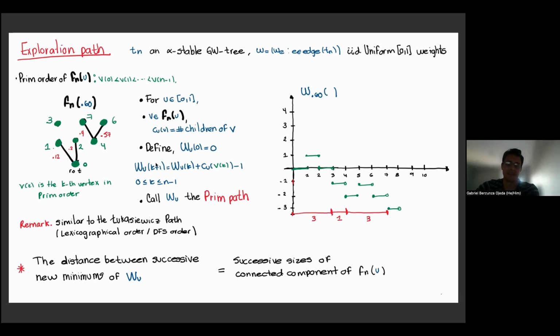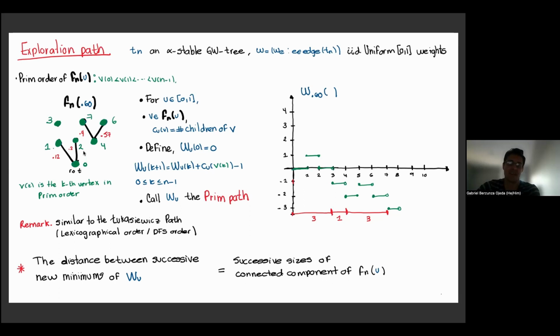So why is this random walk the object we need? Because it encodes information about the sizes of the connected components. One can check that the distances between successive new minima of this random walk correspond to the successive sizes of the connected components of the forest at any time. For example, in this picture, you start at 0, and the first new minimum happens at minus 1, which is a distance 3 from the previous one, which is 0.